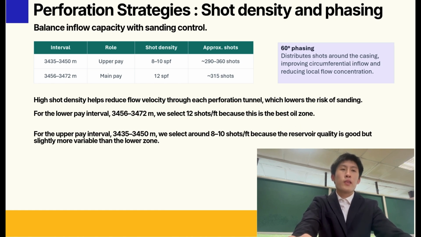So for the phasing, we'll use 60-degree phasing because it can distribute shots around the casing and improve circumferential inflow.